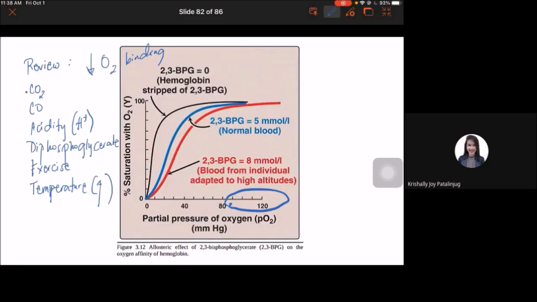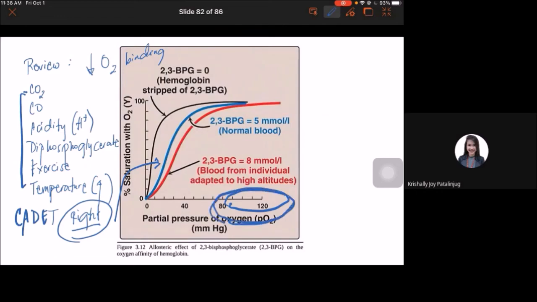So yung mnemonics ko dito is CADET right. Yung right, that only helps me be reminded nga yung graph shifting to the right, no? Yung graph is shifting to the right to compensate the lacking, or the less oxygen binding. Kailangan ngayon ng greater oxygen pressure para ma-attain yung saturation. Okay, so CADET right: carbon monoxide, carbon dioxide, yung acidity related kay proton, the diphosphoglycerate, exercise, and enhanced temperature.